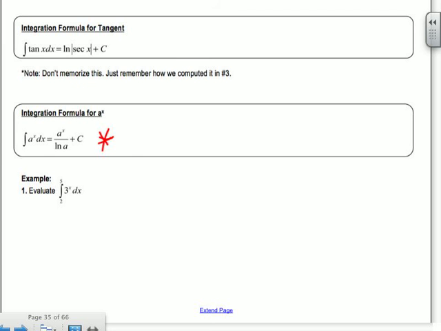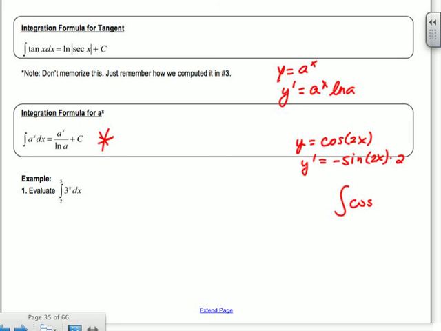Okay, do you guys remember when you had y equals a to the x? Well, y prime was a to the x natural log of a. Natural log of a is a number. Okay, so just like when you had y equals cosine of 2x and you took the derivative, you had y prime equals negative sine of 2x times 2. But now when we're integrating, if I have cosine of 2x, we had a 1/2 out front. So we did 1/2 sine of 2x plus c. Do you guys know what I'm getting at? So if we're integrating a to the x, so if we're going backwards, we need to divide by the natural log of a.